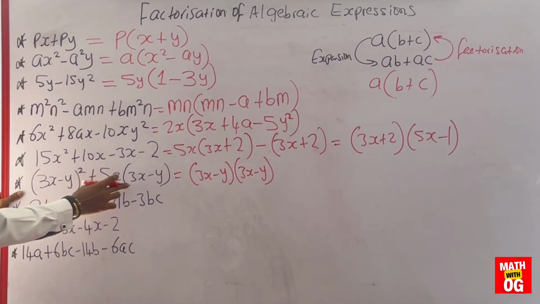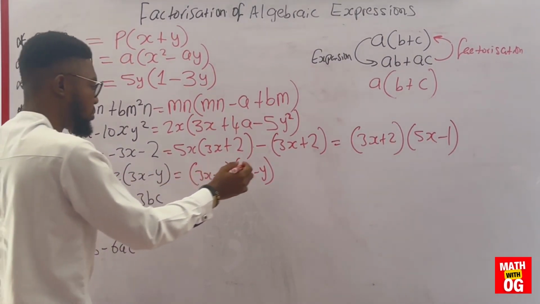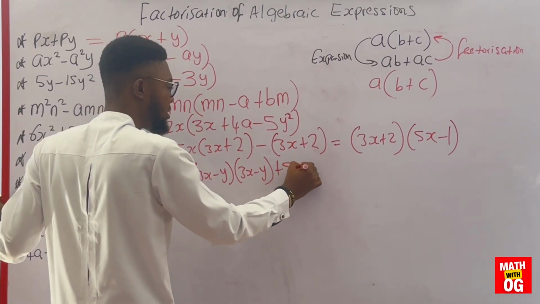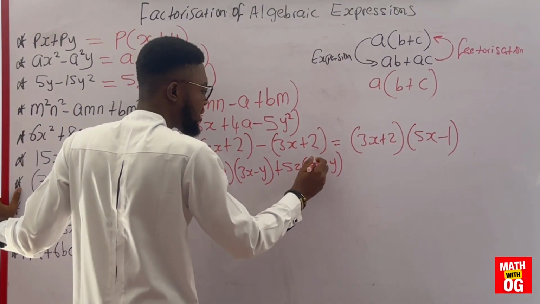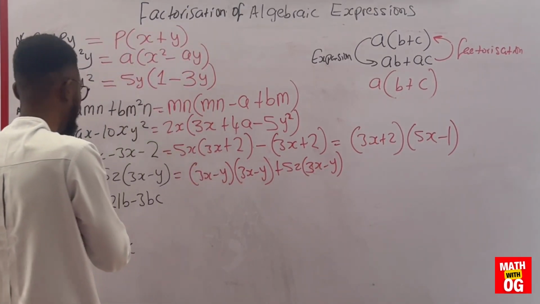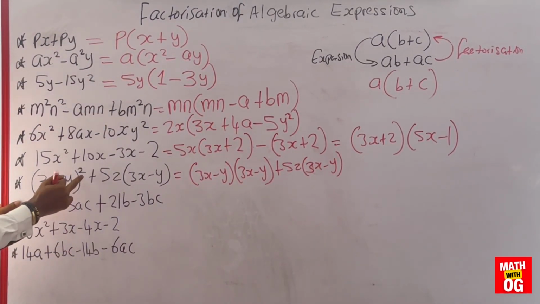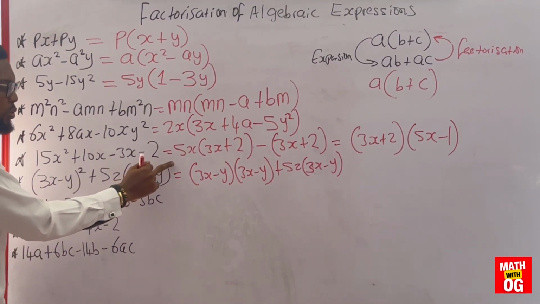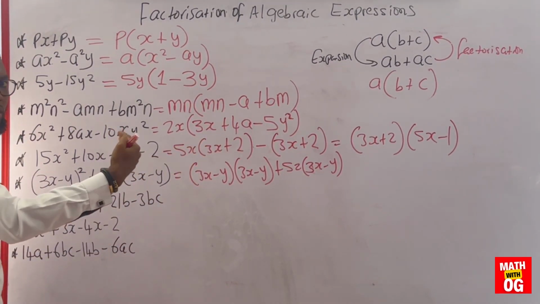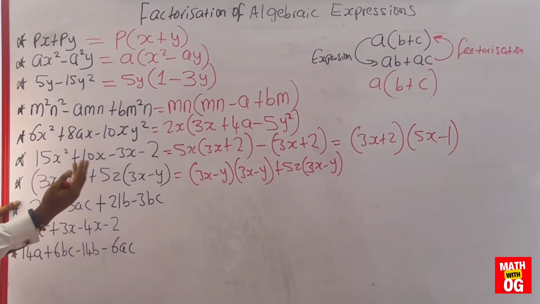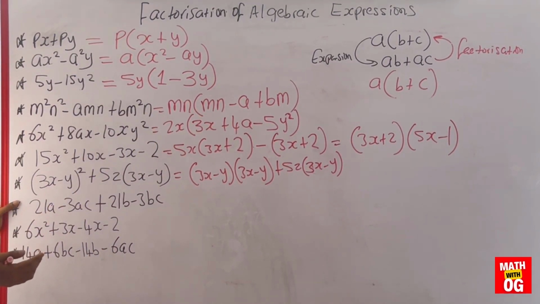Now you have 5z into (3x - y). So I can leave that as 5z into (3x - y). I can only break this down for you to see it because it's just raised to the power of 2. Supposing this was raised to the power of 5 and this was raised to the power of 3, you don't expect me to bring out (3x - y) 5 times. So you should know how to get the HCF even without breaking it down.